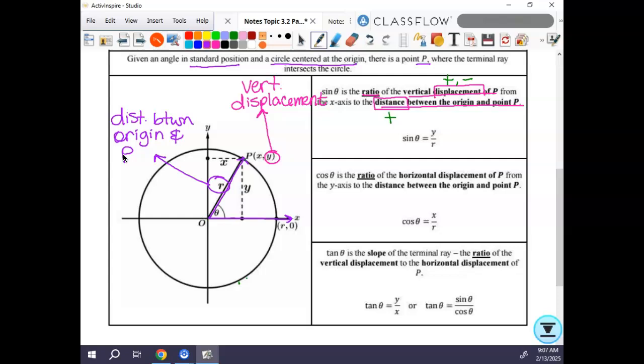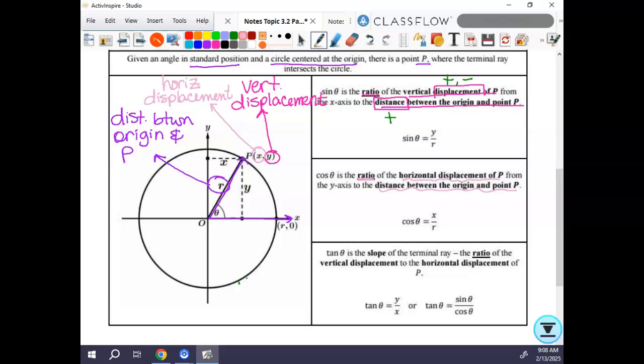Okay. So then when we get here, we've got cosine, it's the ratio. So we've got the fraction, right? Horizontal displacement of P over the distance between the origin and P, because that's r, right? So my x, this is the horizontal displacement. Using all these words in a sentence in a multiple choice question can make things sound way more complicated than they really are. So I want to make sure you understand that it's not any harder than what we already knew. It's just different words in there, is all it is.